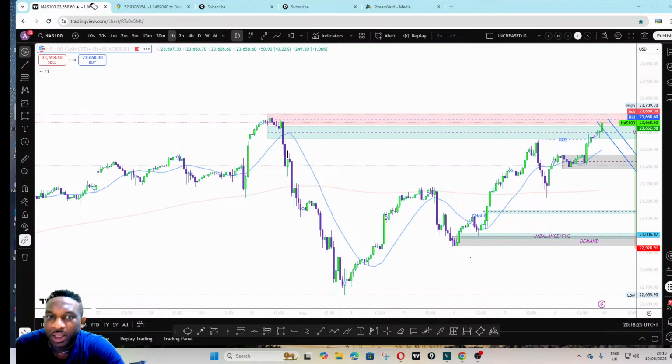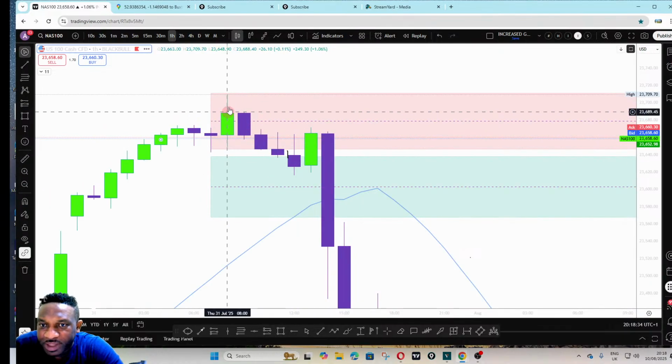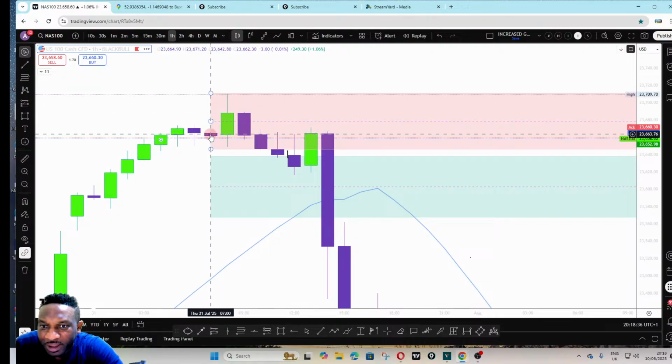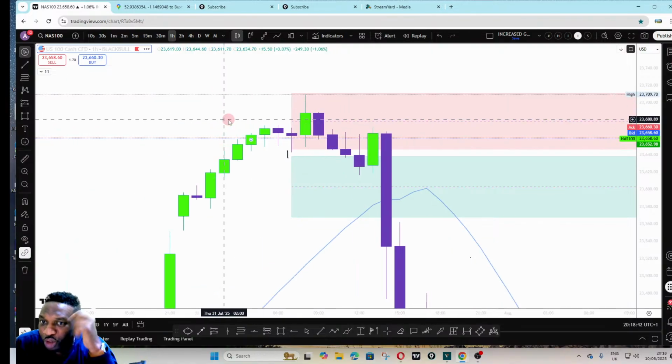Okay, quickly. All right, so if I zoom into this here, we can see how this candle is higher than the first candle, second candle higher than the third candle as well. So that's the beginning of the leg.